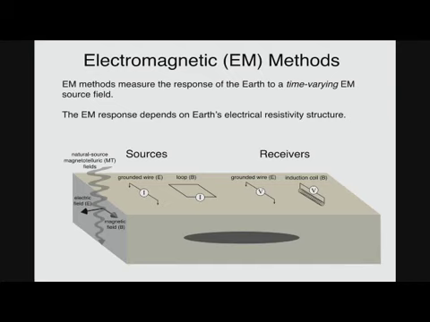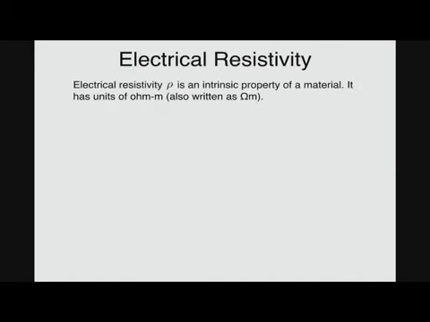And then the receivers that we use are very similar. We can have either a grounded wire, which would measure the electric field, or we can have an induction coil, which is a very sensitive magnetometer. It measures the time-varying part of the magnetic field, so it's completely insensitive to the static magnetic field. And so that's sort of an overview of what the geophysical approach looks like.